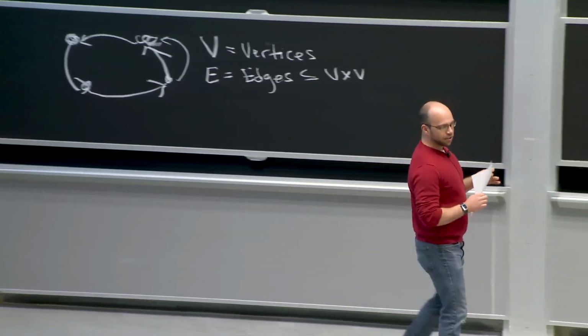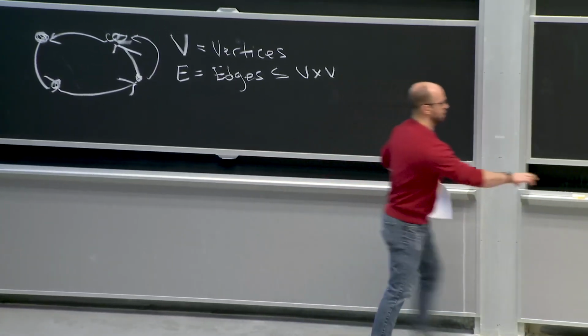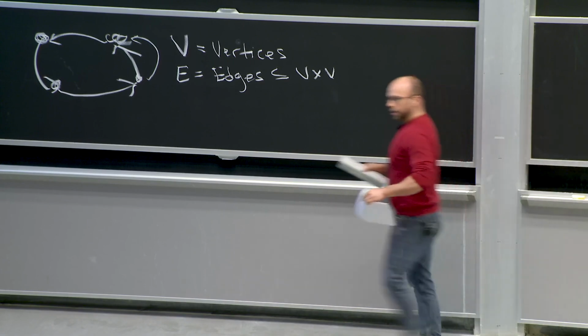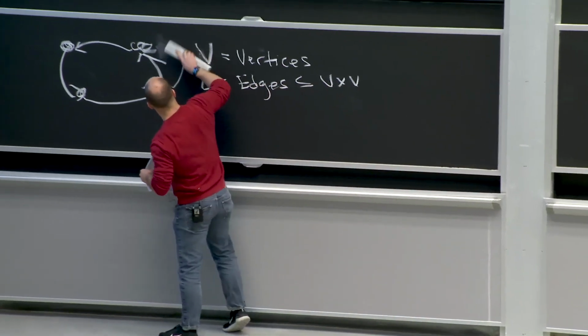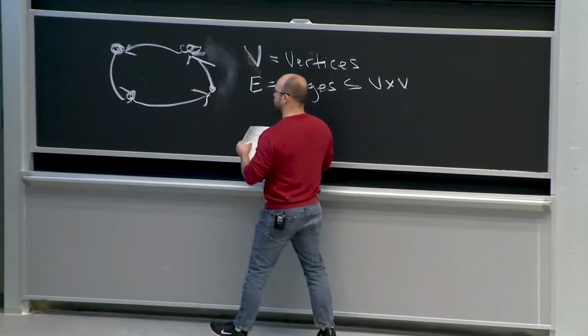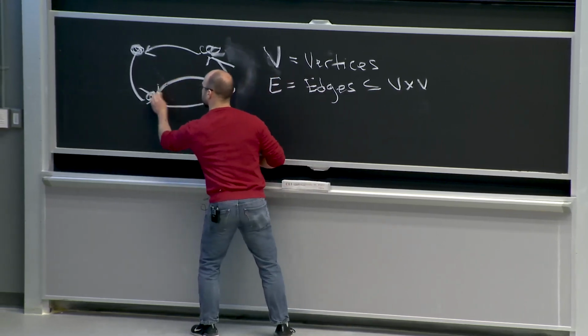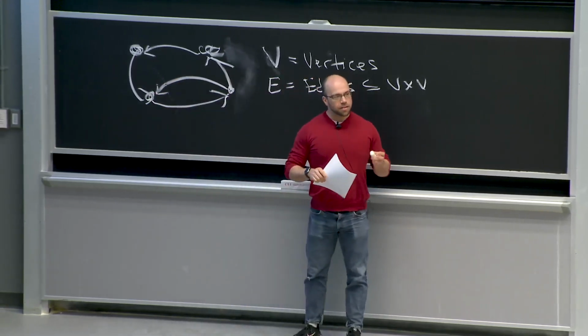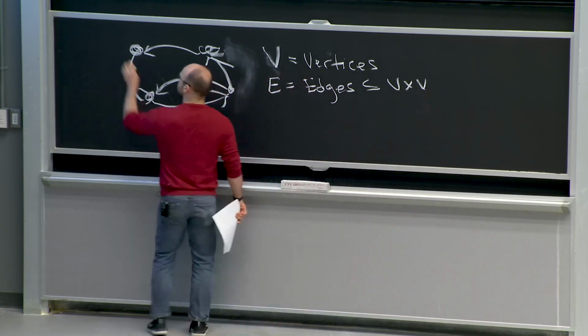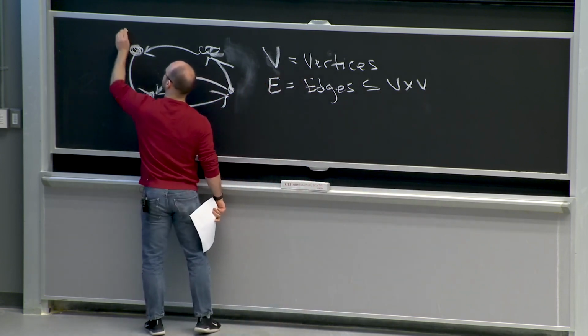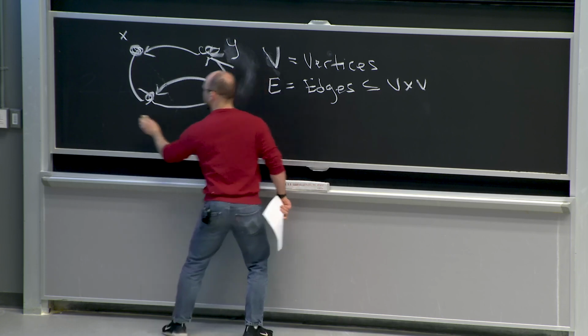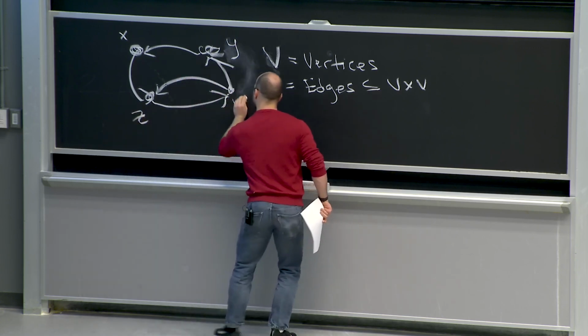And then there are a couple different definitions that were useful. So in particular, I'm going to erase this useless edge here, and maybe make my graph slightly more interesting. I'll add another edge going in the reverse direction. I'm going to give my vertices labels: x, y, z, and w.